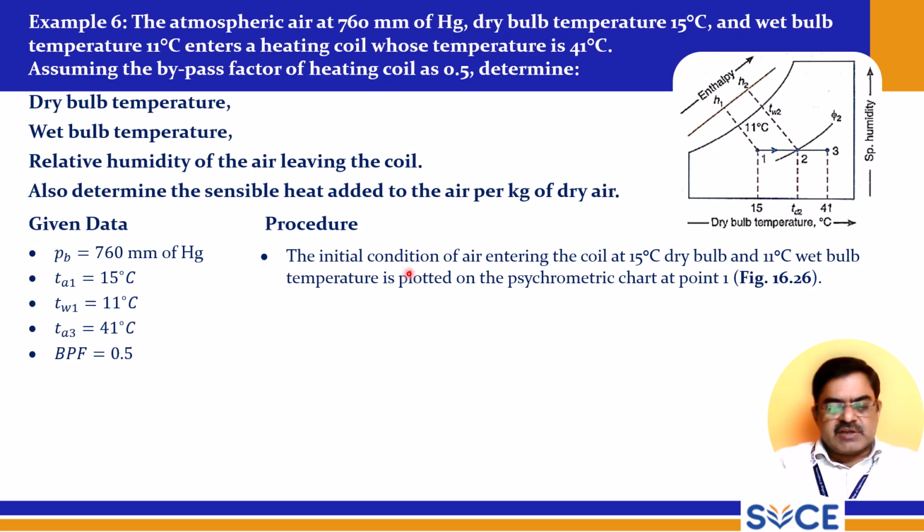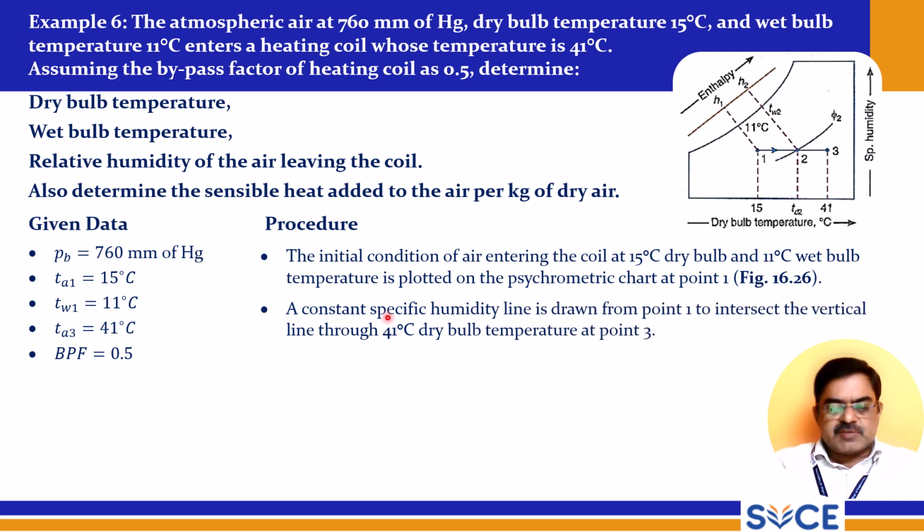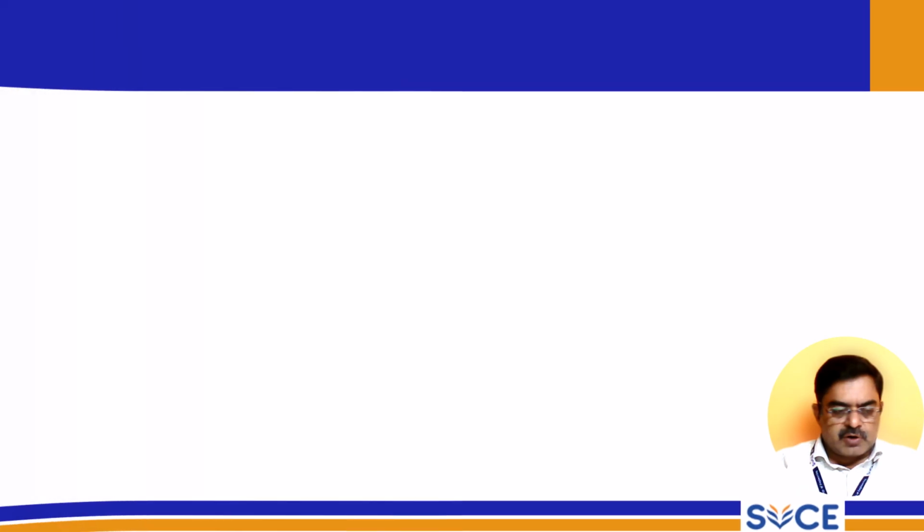So the initial condition of air entering the coil, at 15 degrees Celsius dry bulb and 11 degrees Celsius wet bulb temperature, is plotted on the psychrometric chart at point 1. A constant specific humidity line is drawn from point 1 to intersect the vertical line through 41 degrees Celsius dry bulb temperature at point 3. So point 2 lies on the line 1 3. So point 2 can be located here, and the corresponding temperature also can be found.